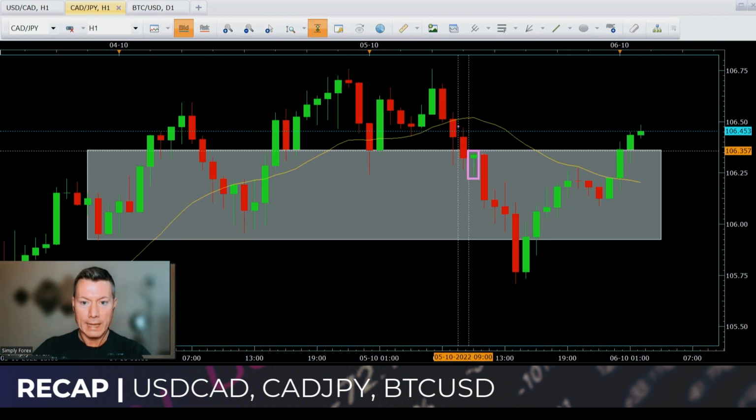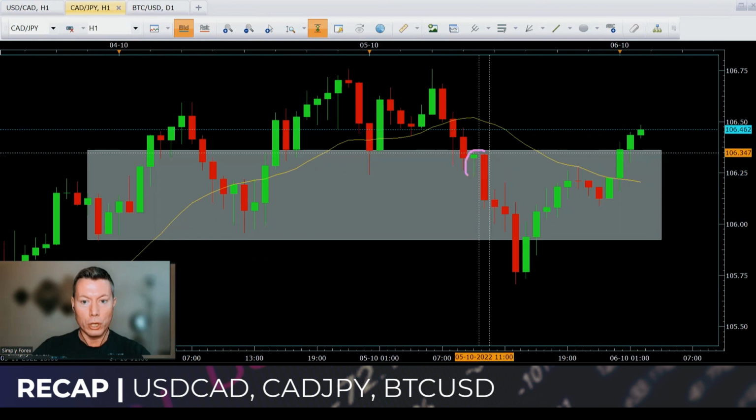You know, this red candle is bigger. This red candle is bigger. This red candle is bigger. Okay, so this candle here was not an entry candle. Okay, not strong enough. So then price comes shooting down.